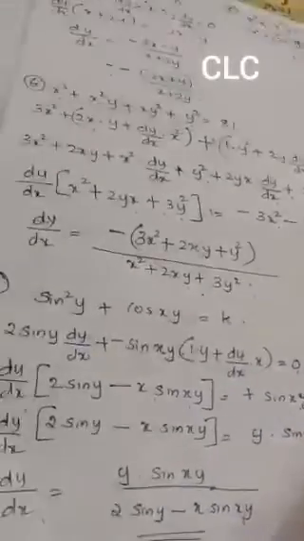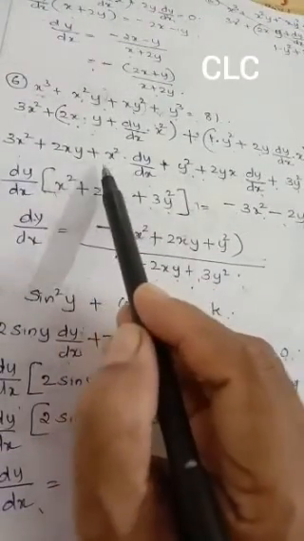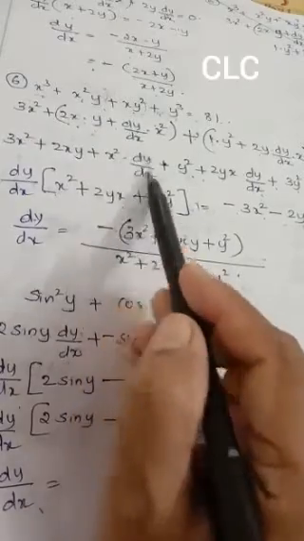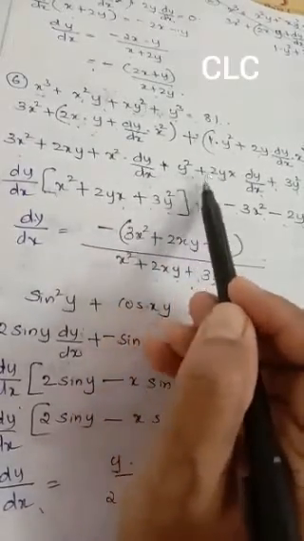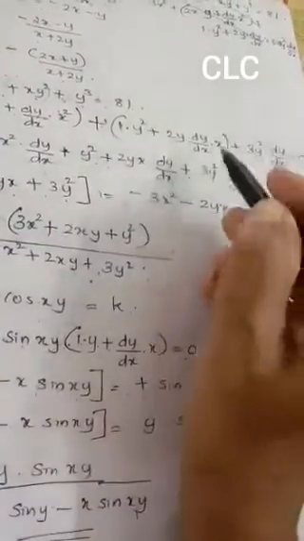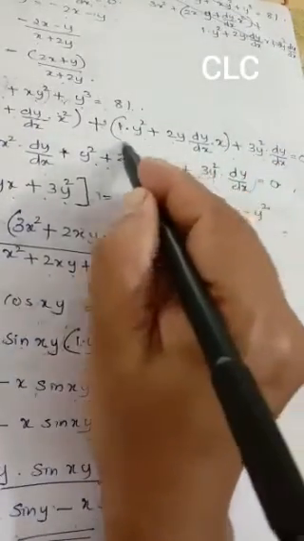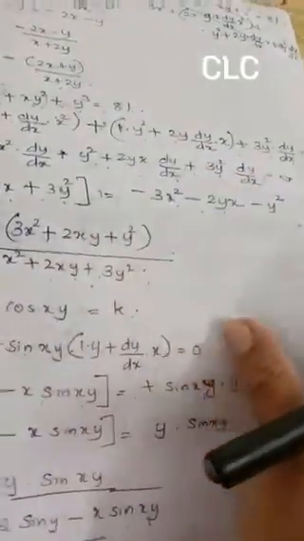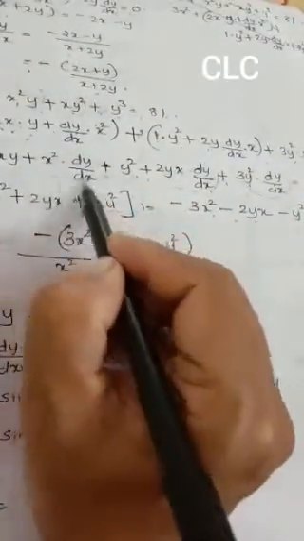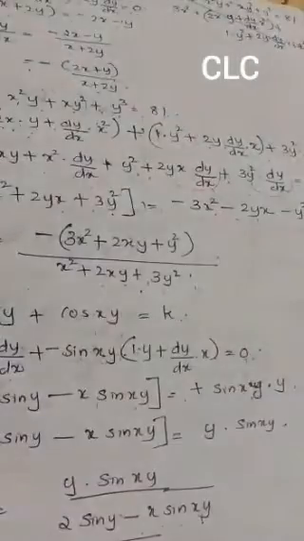Take dy by dx terms together. We will get (x square) into dy by dx plus 2yx dy by dx plus 3y square dy by dx. So how many terms do we have with dy by dx? 1, 2 and 3 terms. Keep those 3 terms in the left hand side. Take other terms to the right hand side.